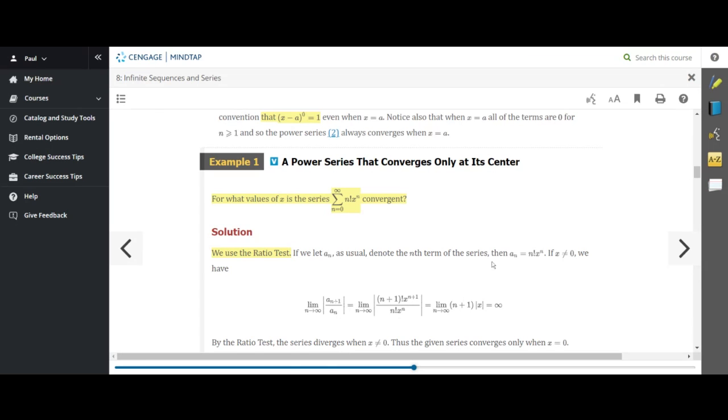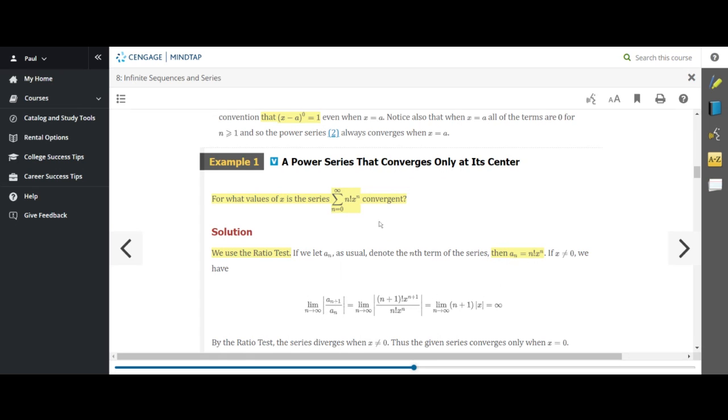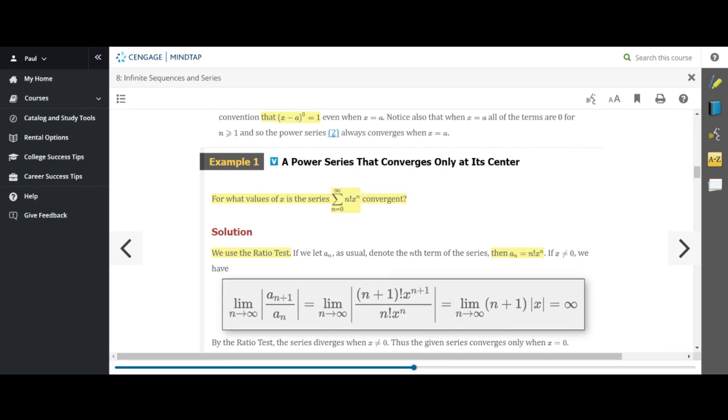Okay. The nth term of the series is n factorial times x to the nth power, and here now we are applying the ratio test. And n plus 1 factorial divided by n factorial is just n plus 1. Let me just show you that little step there, so maybe I'll go to the whiteboard. One moment. Hold on, class. So we're looking at example 1 here.